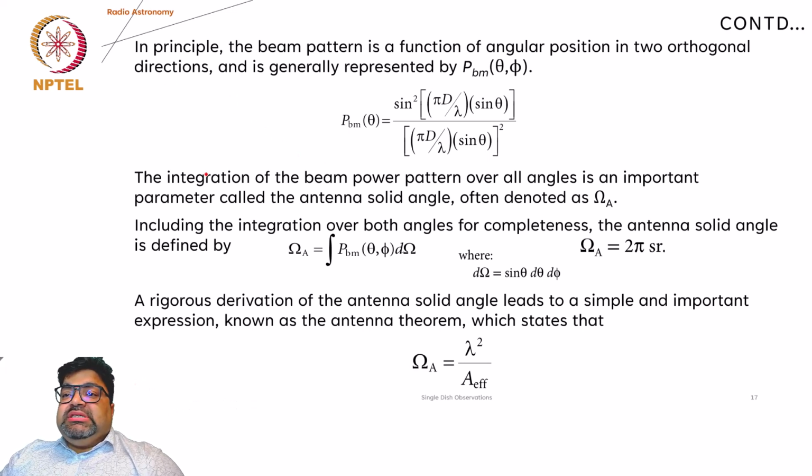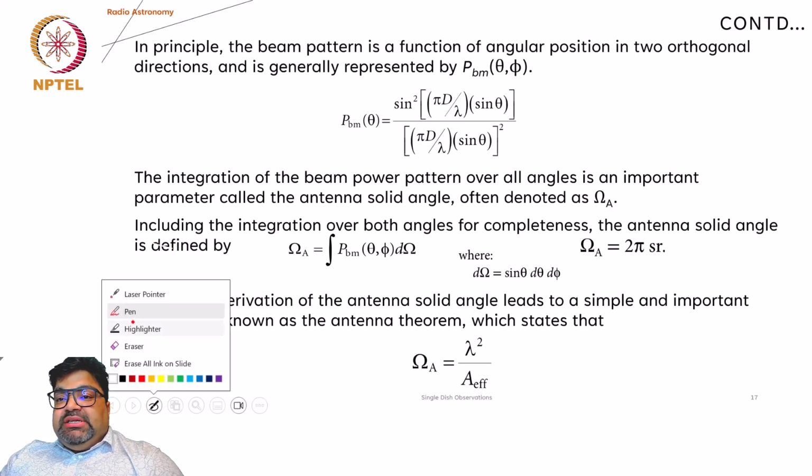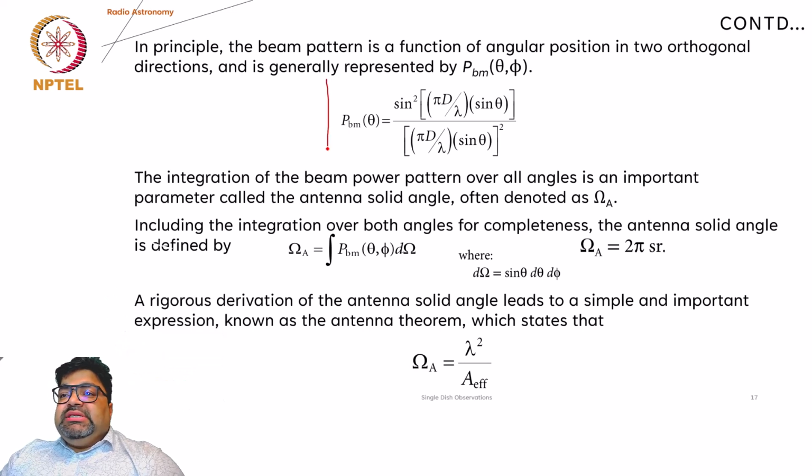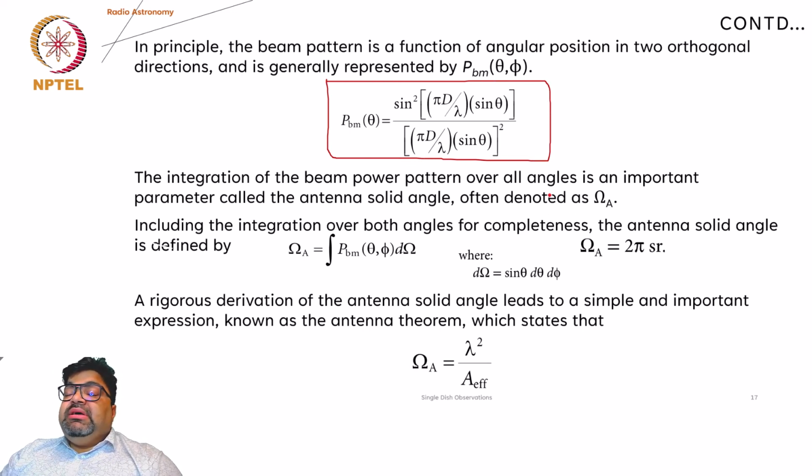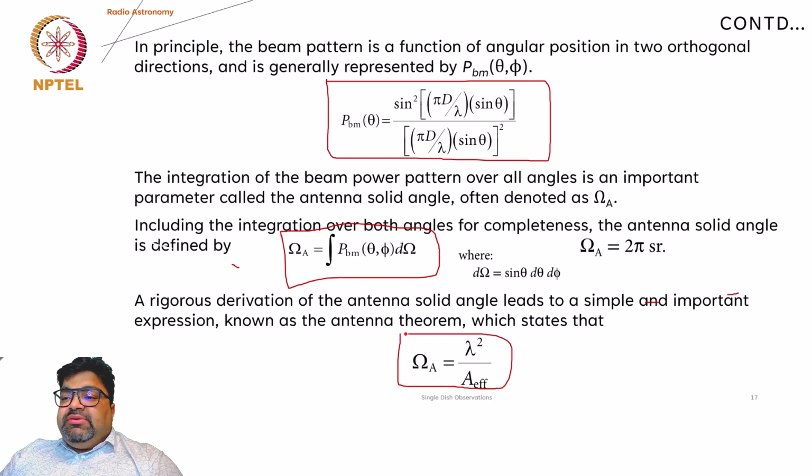Some few things follow. Let me change the color. So this is already some expression we have gotten from the previous lecture, where we defined the primary beam, the far field power pattern of the antenna, which has a uniform aperture illumination. From there you can integrate, because your P beam is known, and get the beam solid angle or antenna solid angle. The beam solid angle from the antenna theorem is related to lambda square over A effective.